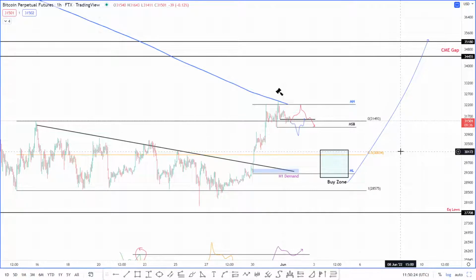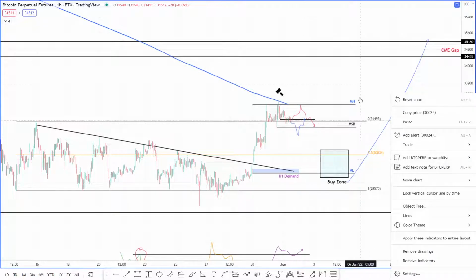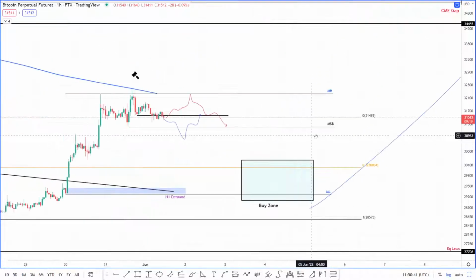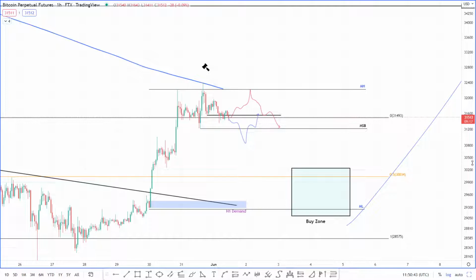So yeah, that is pretty much it for the Bitcoin analysis. Things are looking pretty interesting because of the way the price action is consolidating. So yeah, I'm going to be patient. I'm not going to be opening any long positions anytime soon.